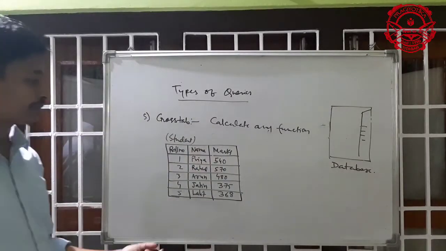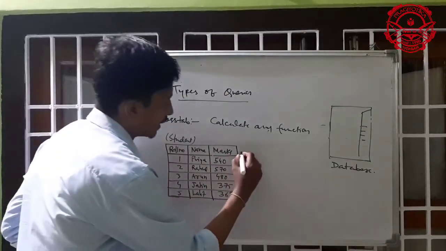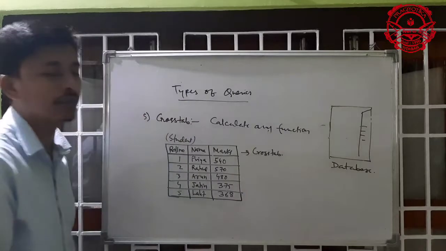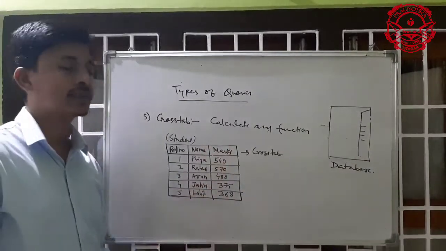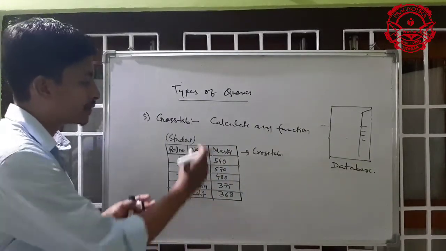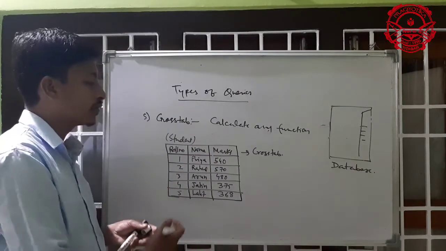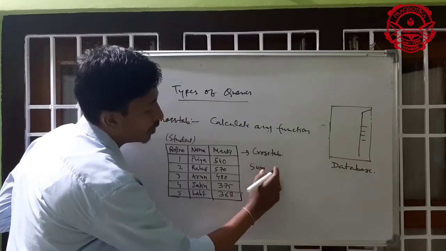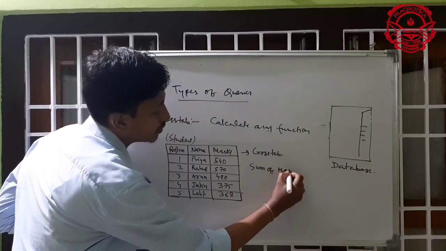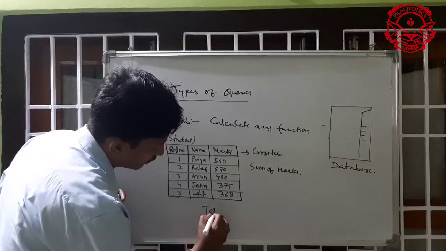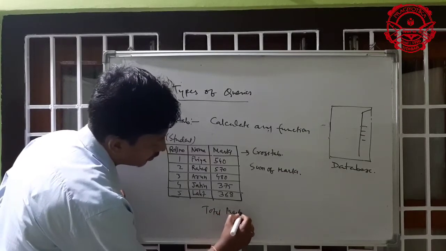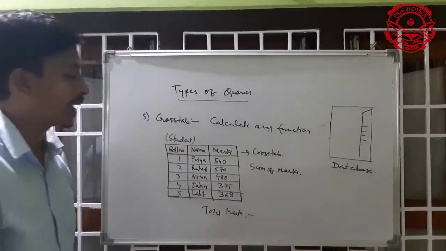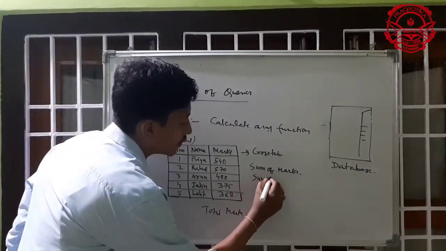we can use the cross tab query in this table. Which field? In the marks field. In the marks field we can get the sum of the marks. Means total marks of this table. We can get easily with the help of this sum function.